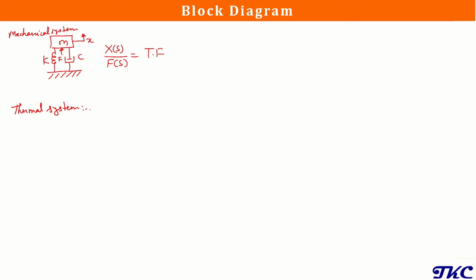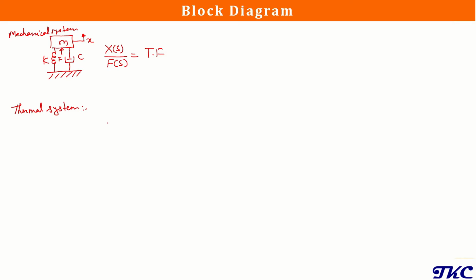If we see this mechanical system or thermal system, it may be a simple one, but what if we have a system which consists of a number of elements, and maybe those elements are from different fields? In that case, directly determining the transfer function for a given system is not a simple task. In that case, we can use the concept of block diagram.